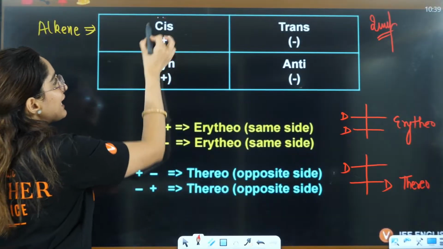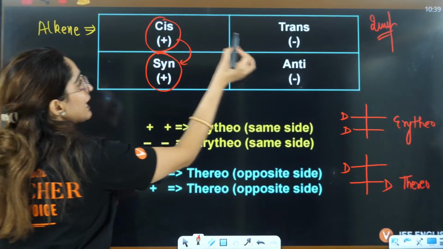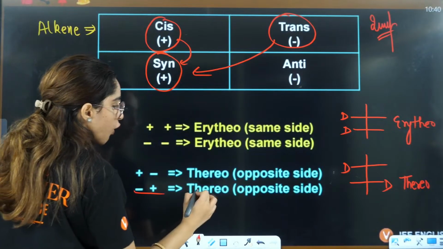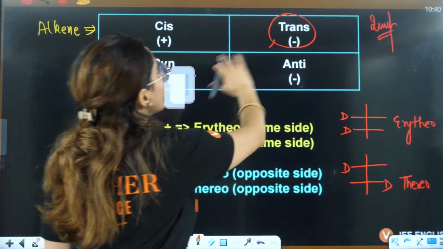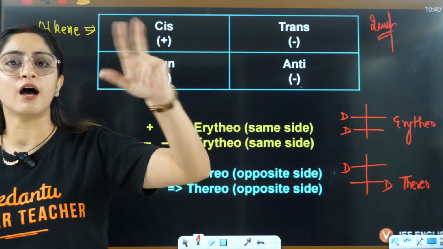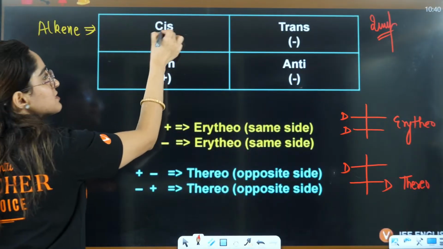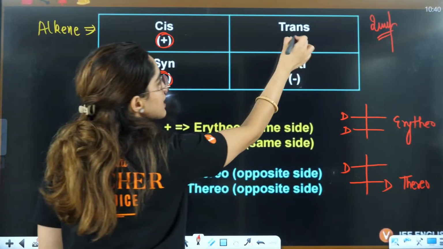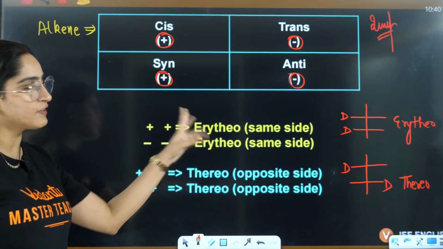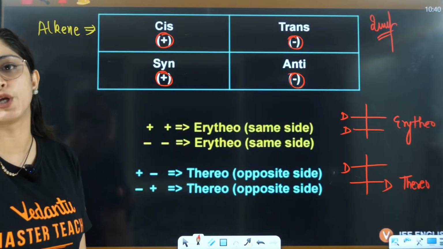So, if your alkene is cis and syn addition is there, it will form erythro. If your alkene is trans and syn addition is there, that means plus minus, that will form threo. What I am telling you is that you don't have to remember all of these things. Just remember two types of alkene, cis and trans, and two types of addition, syn and anti. Name cis as positive, syn as positive, anti as negative, trans as negative. When the combination is positive-positive or negative-negative, it is erythro.